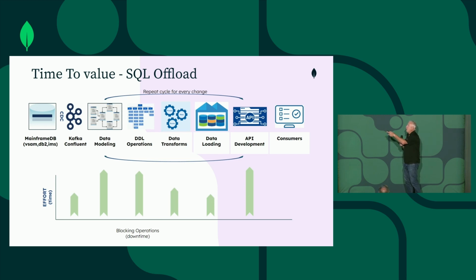So how would we do this if we were going to offload to a SQL database? I've got some simple steps across here. And when you look at it, of course, we've got to get the data off the mainframe. We've heard a bit about CDC, and we know that Kafka or Confluent is excellent for data movement. So you've got to get that data off of the mainframe.